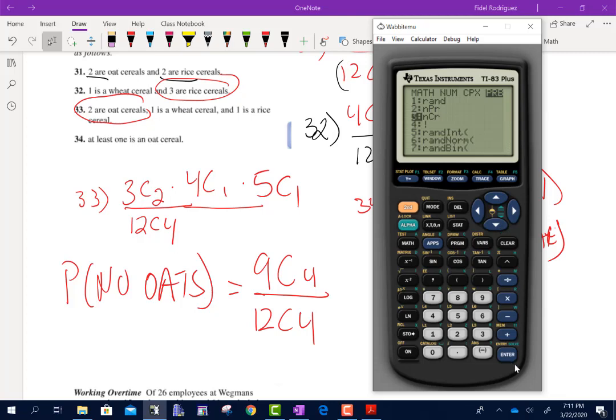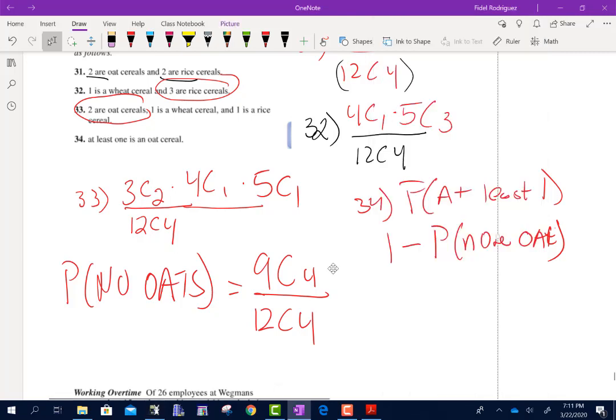Math. Probability. Choose 4. Divided by 12. Math. Choose 4. Okay, well, let's see if it lets me do it as a fraction. Yes, 14 out of 55. Okay, so this here is going to be 14 out of 55.